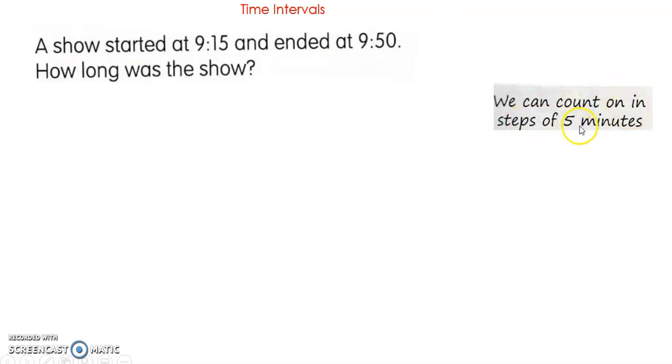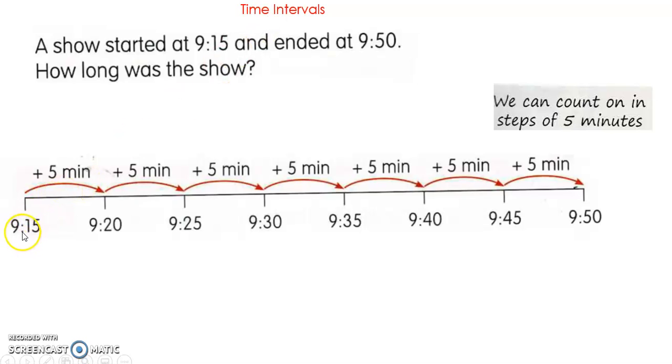We count on in steps of 5 minutes, starting from 9:15, because the show started at 9:15. We count in steps of 5 minutes because between one number on the clock and the number after it, it's 5 minutes. So from 9:15, then 9:20, then 9:25, 9:30, 9:35, 9:40, 9:45, then 9:50 when the show ended.